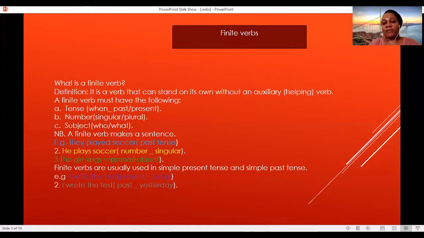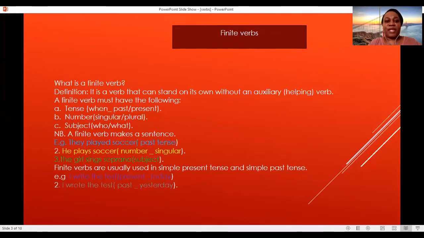And please note, it is said that a finite verb makes a sentence. What it simply means is that without a finite verb, you cannot have a sentence which can stand on its own and make sense. Therefore, a finite verb is the drive behind the sentence making sense.